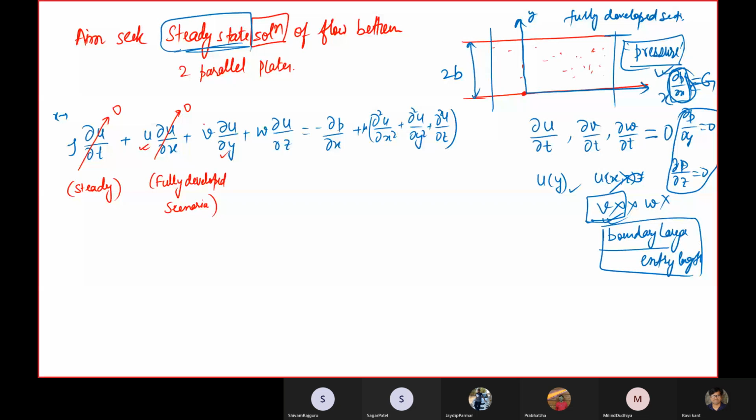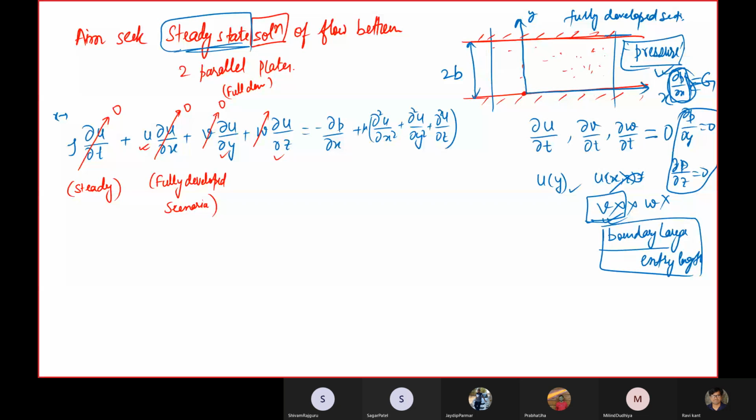Again, fully developed scenario. There are no net velocity in the v direction because your plates are fixed in space in the y direction. So there is no net v velocity in this scenario. Similarly, there is no net w velocity, but du/dz may or may not be there, but because of this it goes to 0.